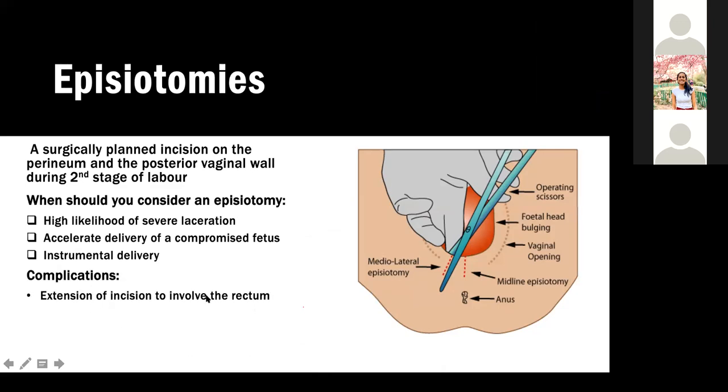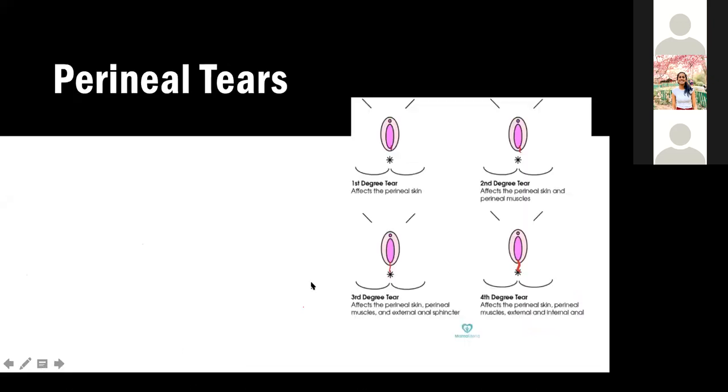Complications are that it can extend to involve the rectum. Unfortunately, you can get a vulval hematoma, infection, and dyspareunia, which is pain during sexual intercourse. That's one of the chronic complications. It's not seen in all women, but some women can get that. And injury to the anal sphincter can leave you with incontinence.